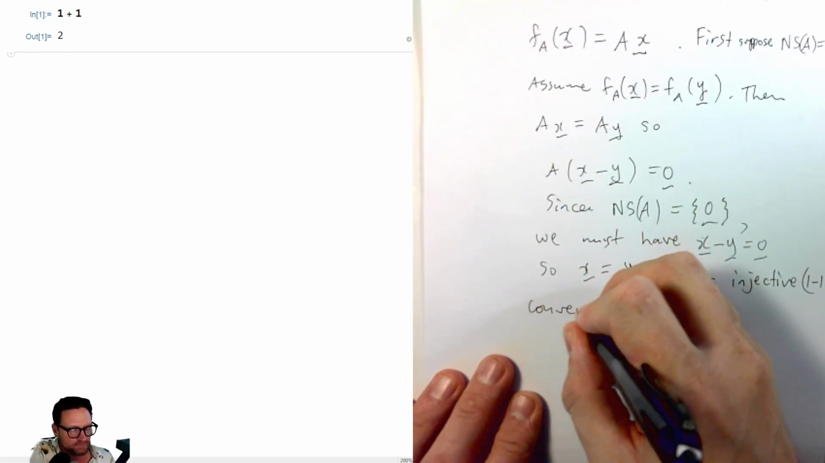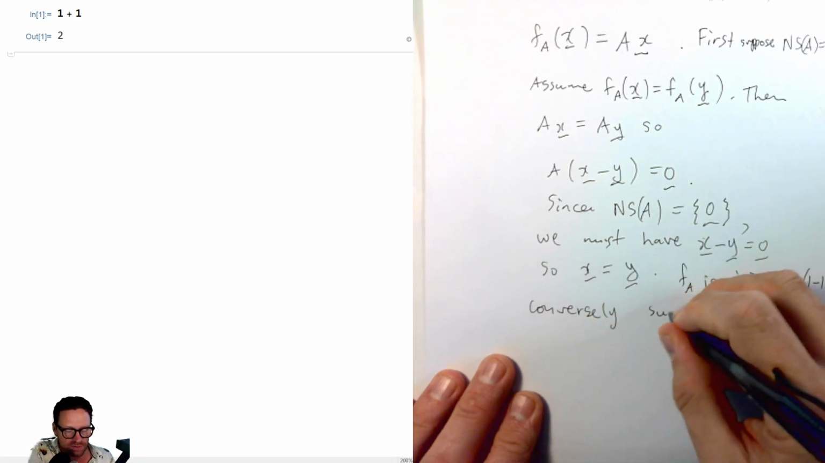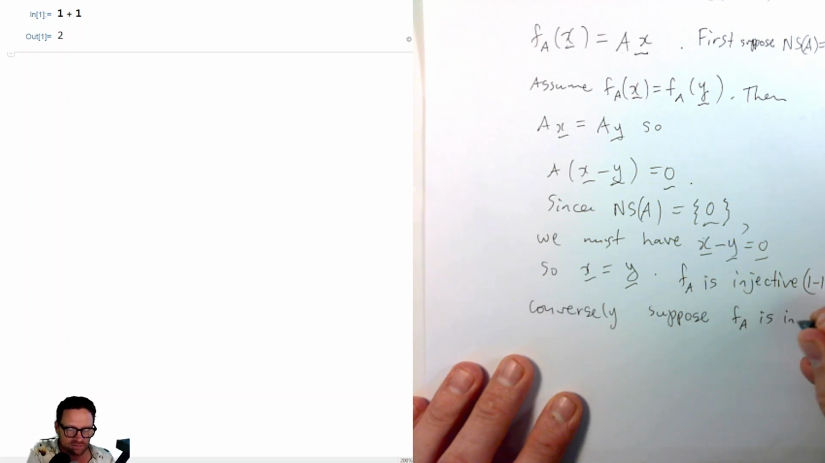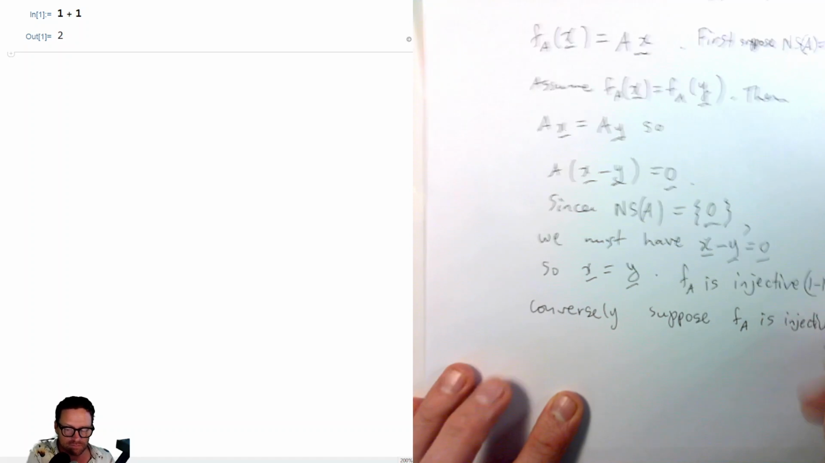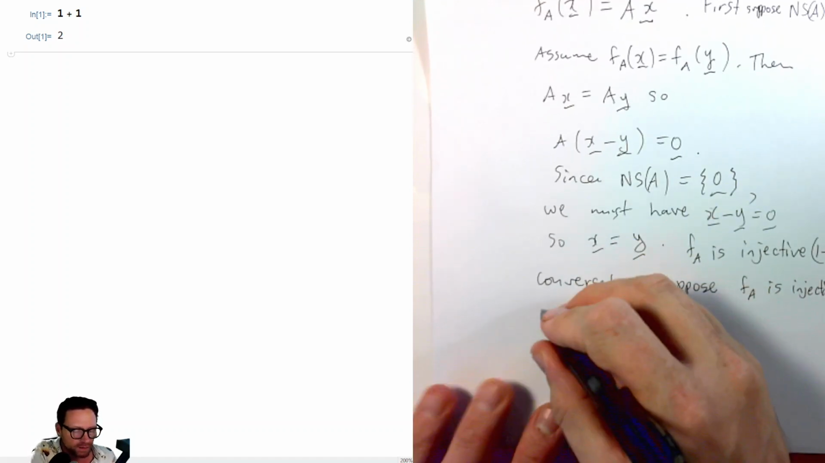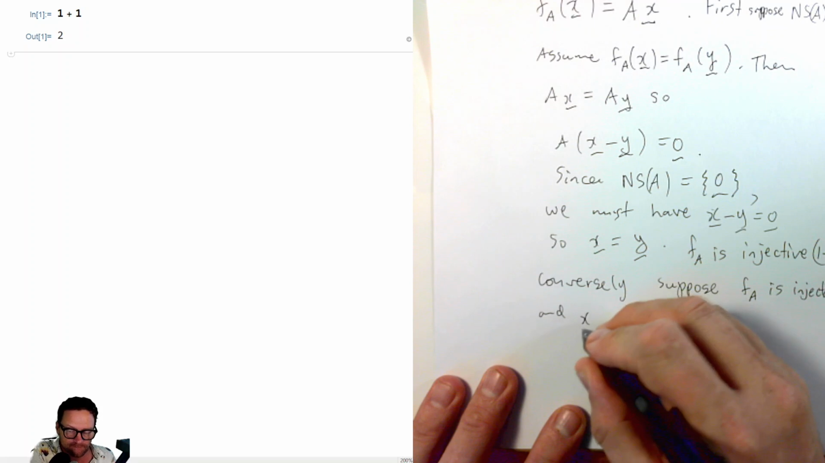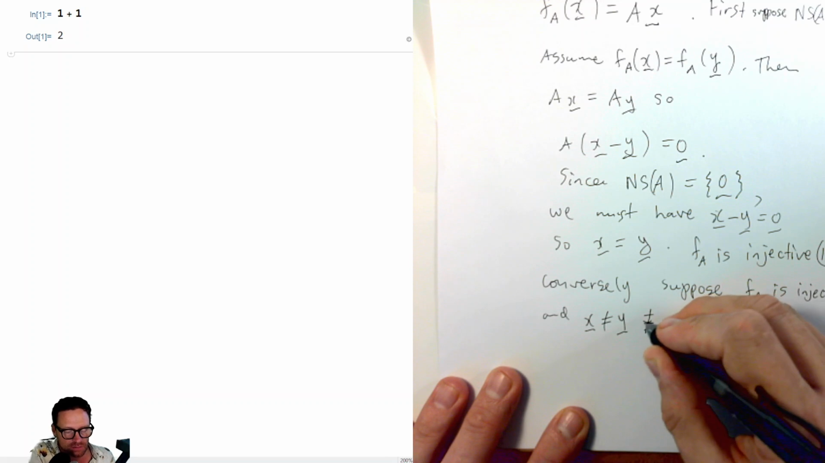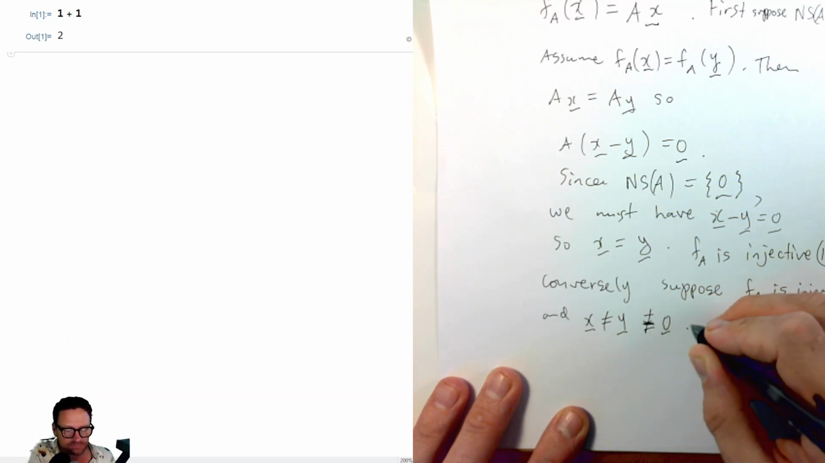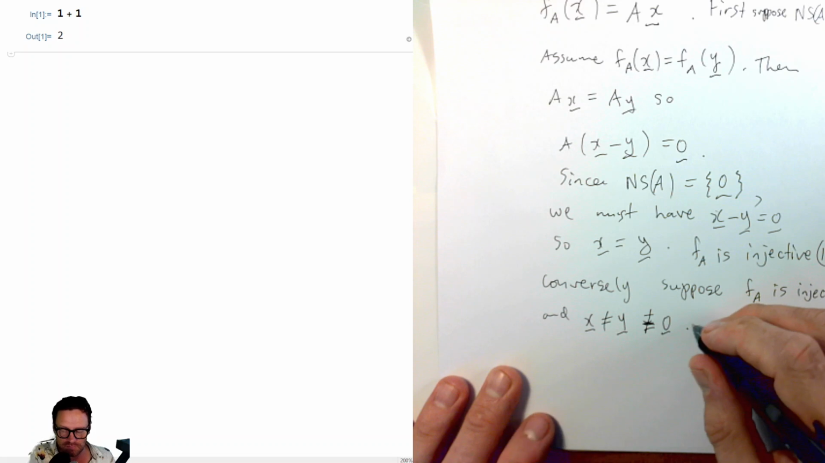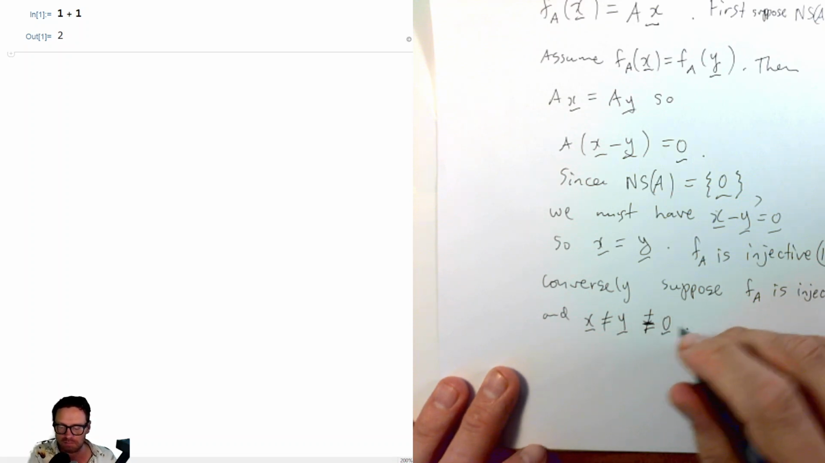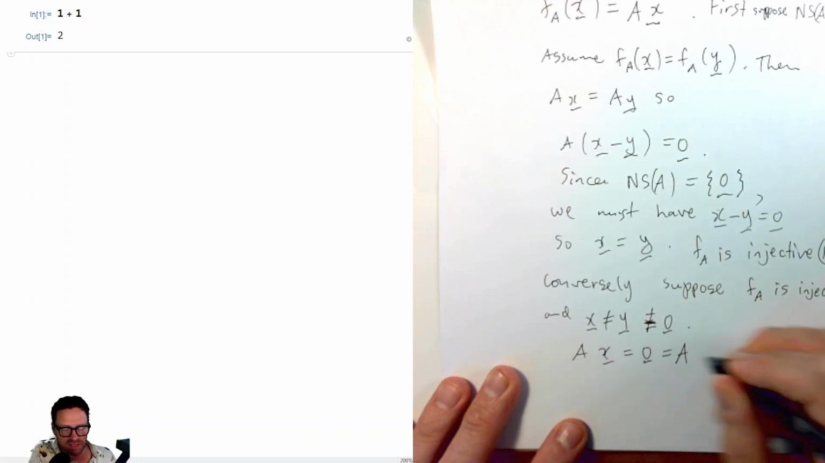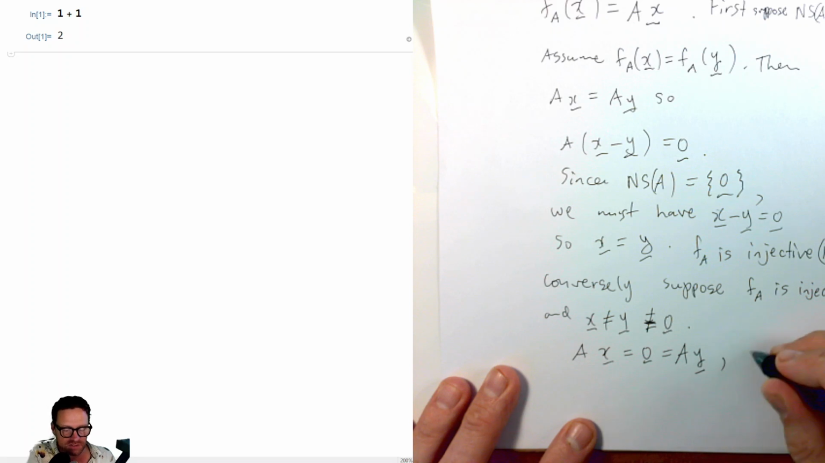Conversely, suppose F_A is injective and x and y are not equal, nor are they equal to the 0 vector. Okay, we then have Ax equals the 0 vector equals Ay, which is a contradiction.